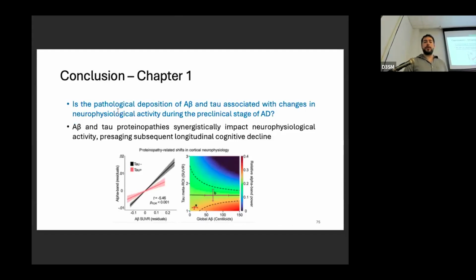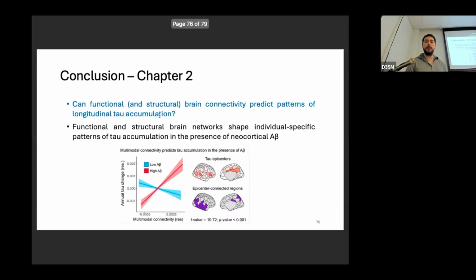So just to conclude, in the first project, we demonstrated that there is a shift in neurophysiological activity, mainly captured by fluctuations in alpha power, that is associated with the deposition of amyloid and tau, and that this predicts longitudinal cognitive decline and is aligned with what has been described in later disease stages.